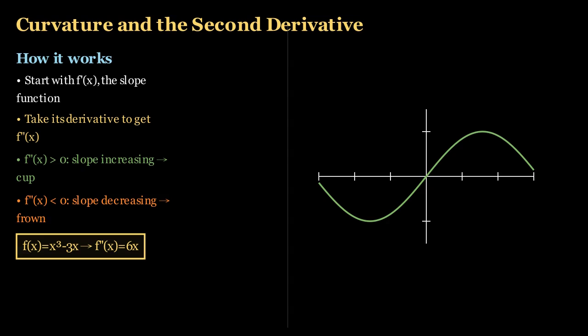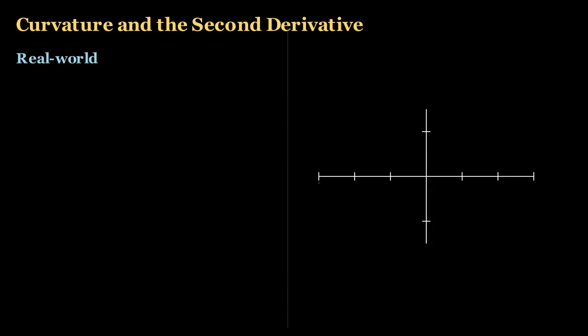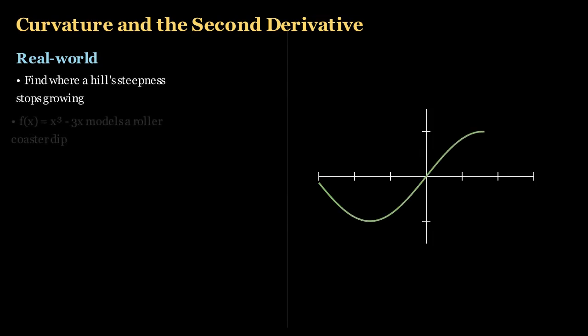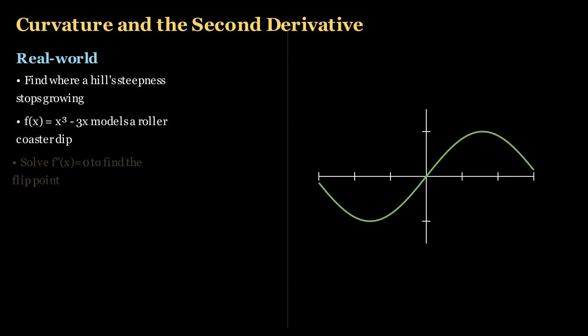Our second derivative is 6x. Setting 6x equal to 0 gives x equals 0. At x equals 0, the original function gives a height of 0. Let's check the bend. Just to the left, at x equals minus 1, f double prime is negative 6, so it's concave down, a frown. Just to the right, at x equals 1, f double prime is positive 6, so it's concave up, a cup.